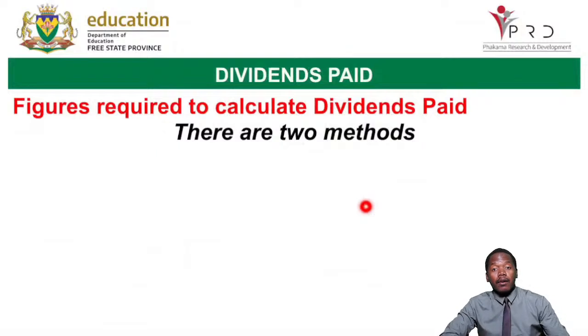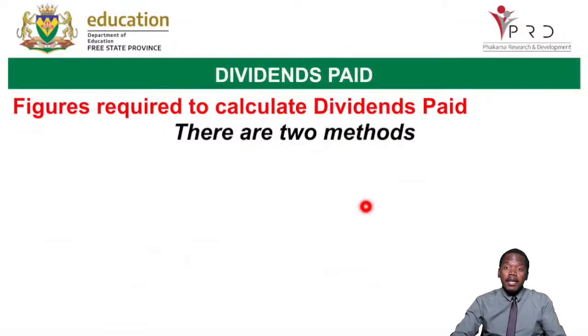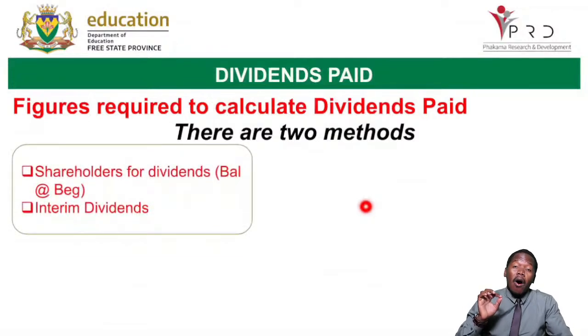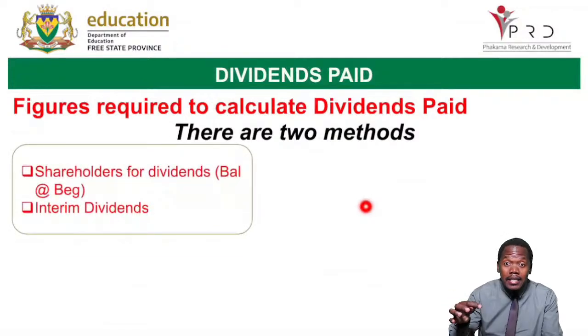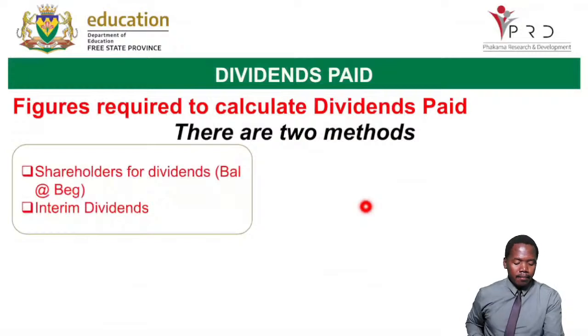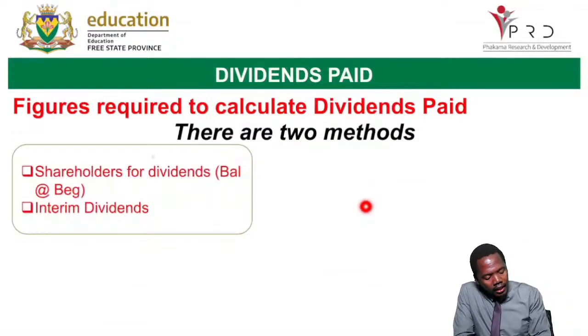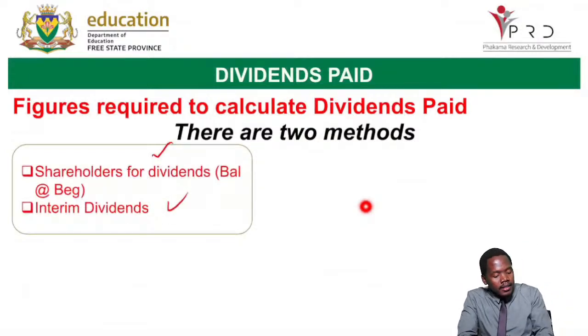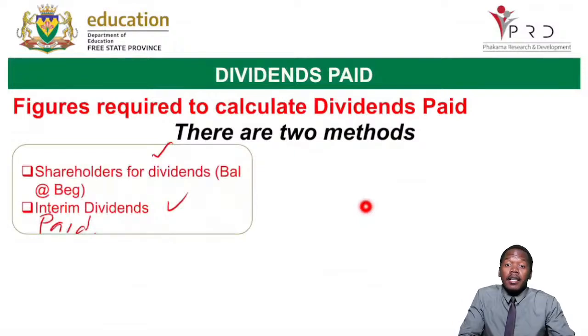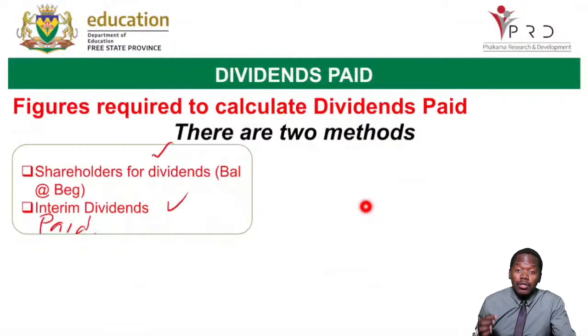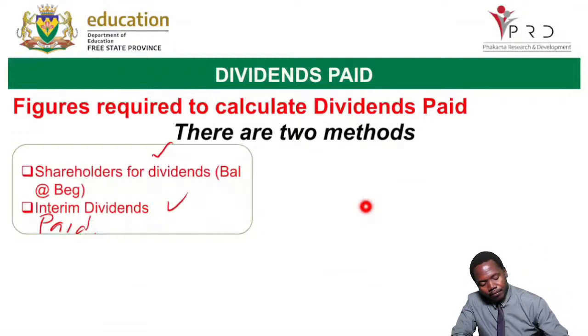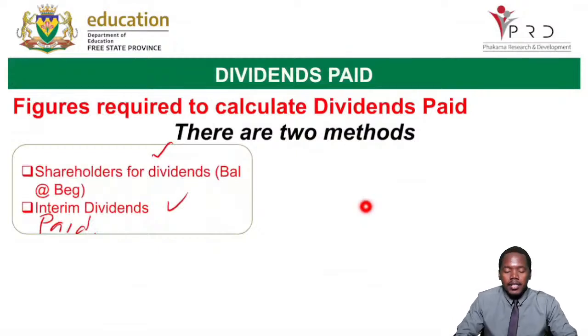There are 2 methods of calculating dividends paid. We may be asked to calculate dividends paid. The first method is where we take the opening balance of shareholders for dividends plus the interim dividends. This is an easy one to do. Interim dividends, remember the other name for it, is the paid dividends, meaning the dividends that we have declared and paid during the year. This is the first method. Our answer becomes our dividends paid.